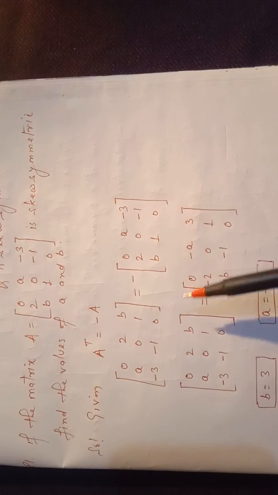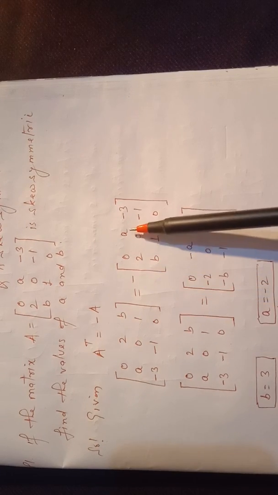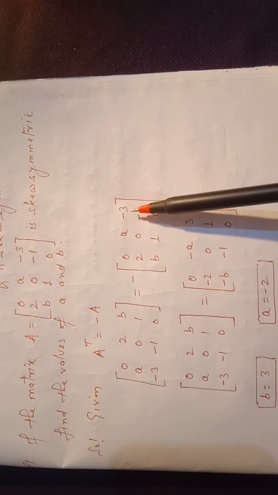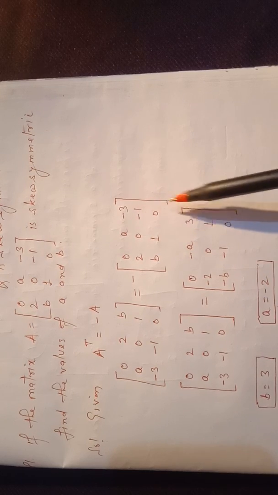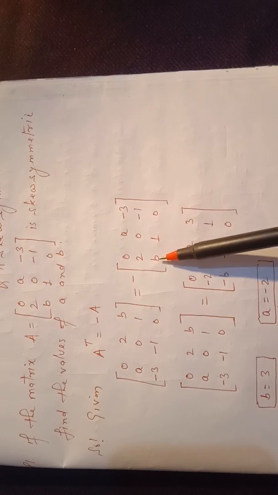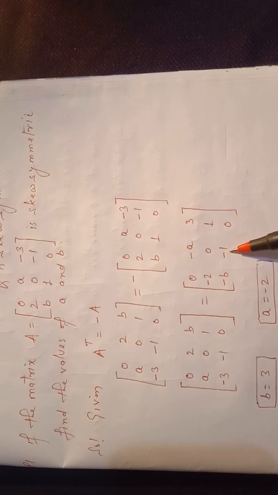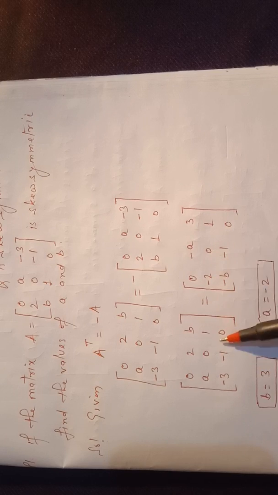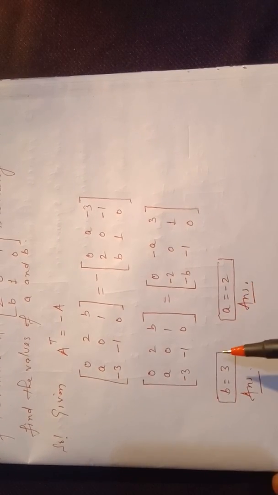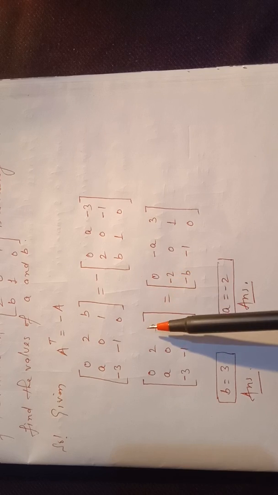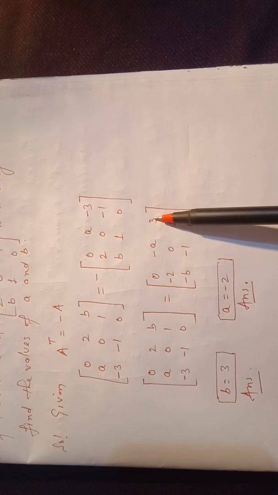Now next step, multiply by minus, so all will become negative. Minus A minus minus plus 3 plus 1. Similarly this minus minus, this plus 2 will become minus 2. Now both matrices are equal, so we will compare their corresponding elements. So finally we will get A is equal to minus 2 and B is equal to 3.